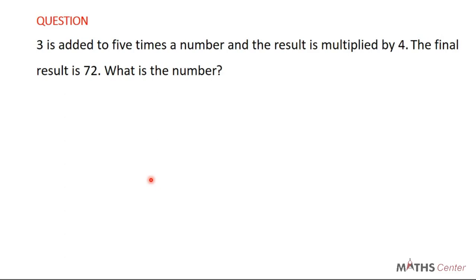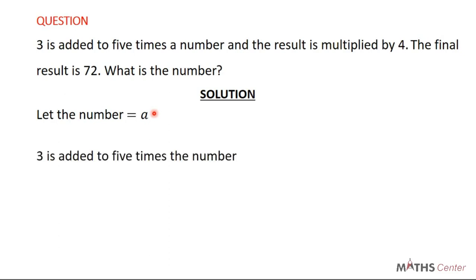So once again, we are going to break this down. So we bring our solution. 3 is added to 5 times a number. The question is telling us to find a certain number. We don't know the number, so I'm going to let the number be equal to a. So now we know that the number is a. So we can proceed from here.